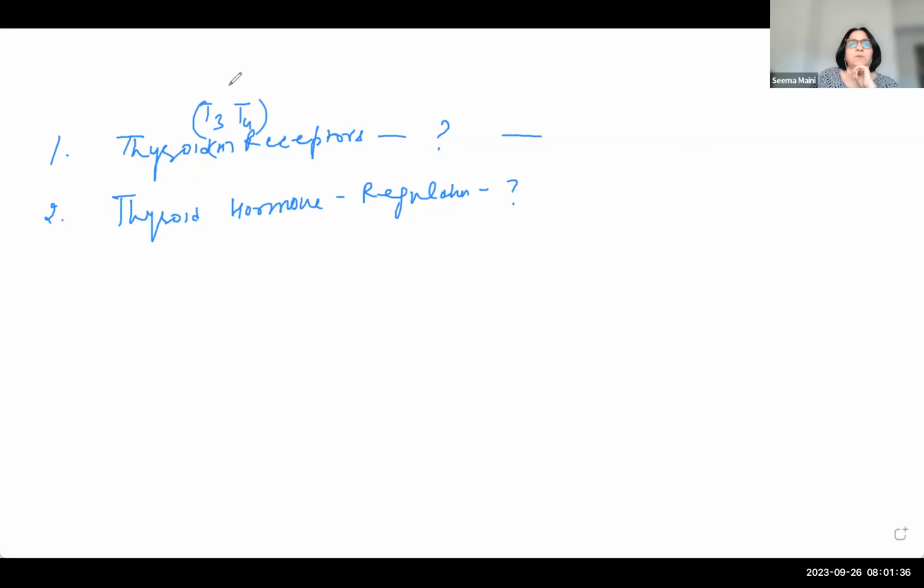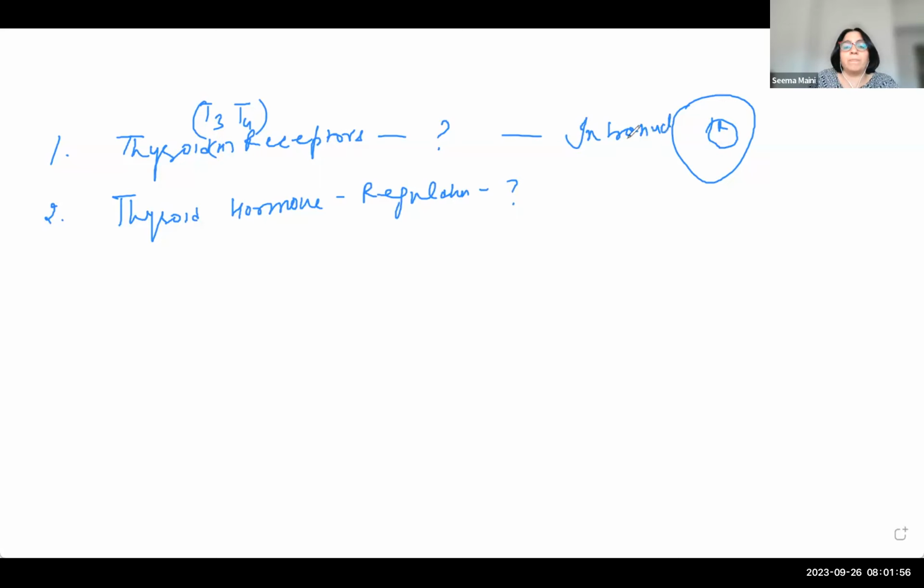Can anybody answer my question? Yes, intranuclear. Good, right? So intranuclear receptors, within, yes, inside the nucleus. This is the cell nucleus, and this is where thyroid hormone T3 receptors are.